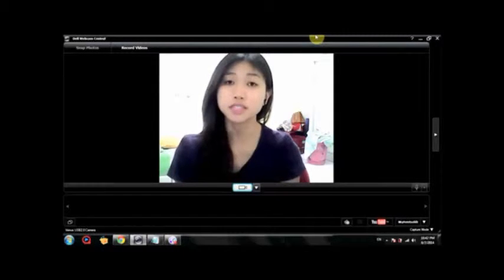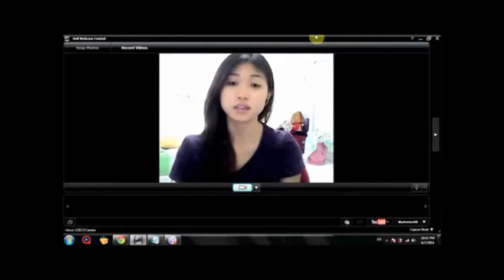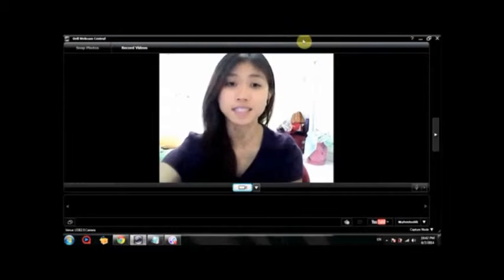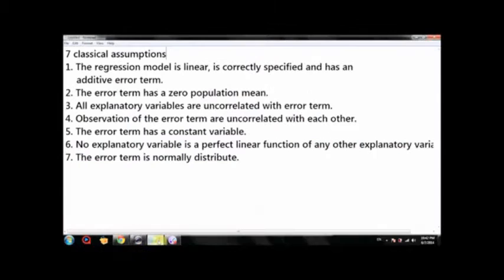And I'm going to present you the properties of the OLS estimate from chapter 4. Before I start my part, I would like to remind you that if all the 7 classical assumptions do not hold, the OLS estimator cannot be the best available. Let's recall what the 7 classical assumptions are, which have already been presented by my group mates.